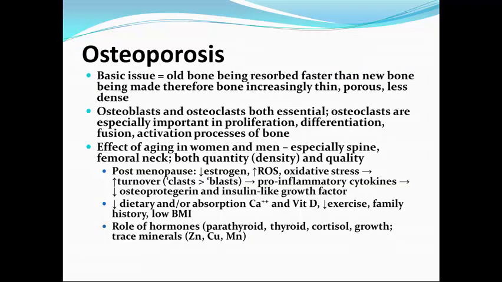So let's take a look at osteoporosis in detail. The basic issue at its core, the issue with osteoporosis, is that old bone is being resorbed faster than new bone is being made. So old bone is being resorbed at a faster rate than new bone is being put down. As a result, then, the bone becomes increasingly thin, porous, and less dense. So when resorption is greater than formation, you have a decrease both in quantity, which is the density, as well as quality of the bone itself.